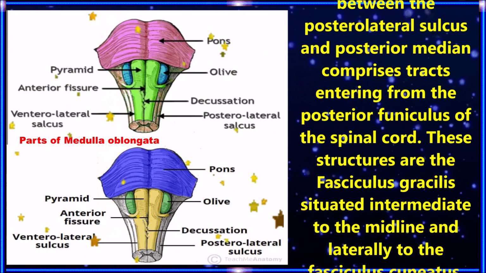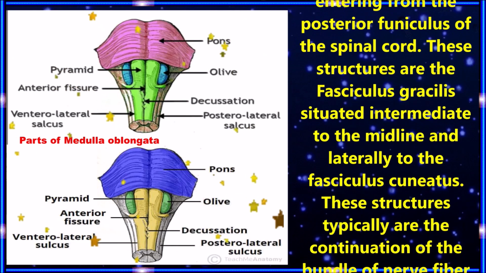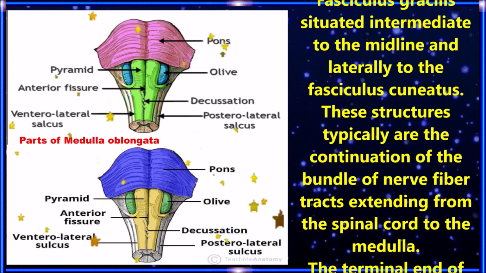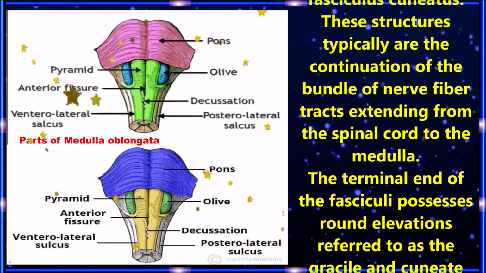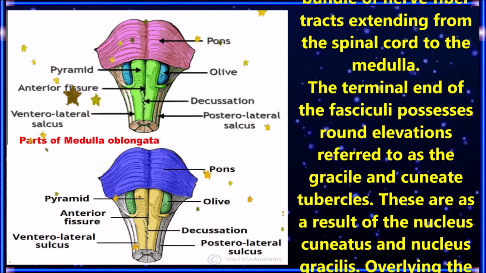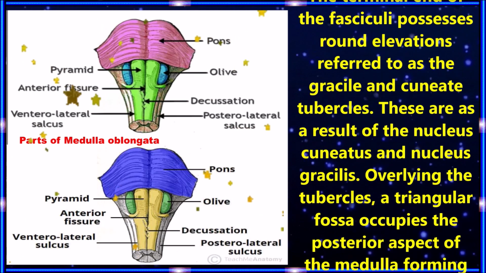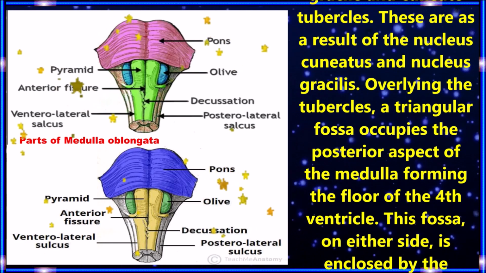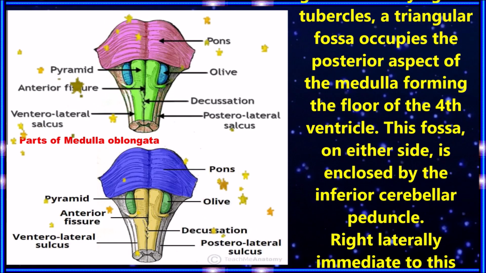Fasciculus gracilis. The rear end of the medulla, between the posterolateral sulcus and posterior median sulcus, comprises tracts entering from the posterior funiculus of the spinal cord. These structures are the fasciculus gracilis, situated intermediate to the midline, and lateral to it the fasciculus cuneatus. These structures typically are the continuation of the bundles of nerve fiber tracts extending from the spinal cord to the medulla. The terminal end of the fasciculi possess round elevations referred to as the gracile and cuneate tubercles. These are the result of the nucleus cuneatus and nucleus gracilis overlying the tubercles.